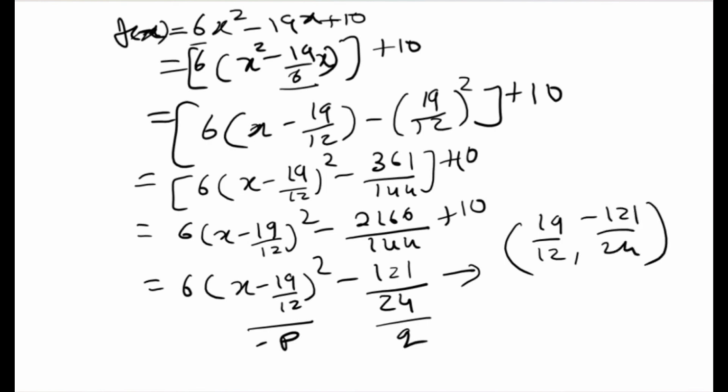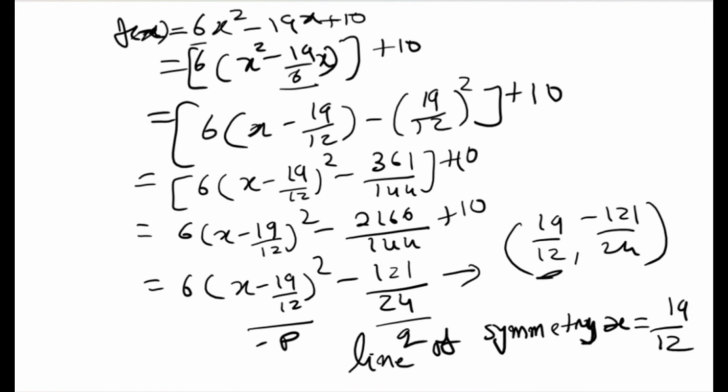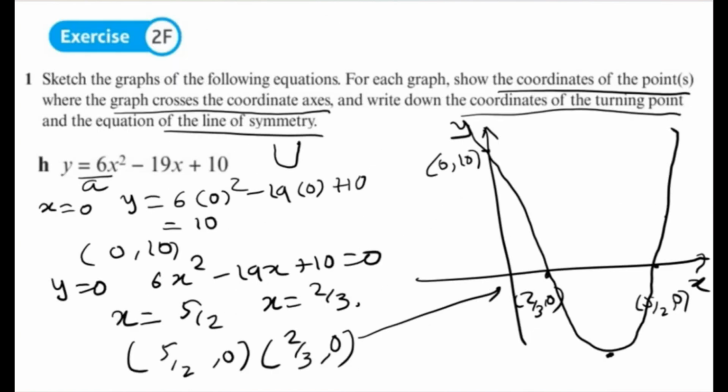Now the third part, to find the line of symmetry. To find the line of symmetry, we have to use the x coordinate. So you can write x is equal to 19 over 12. So this is our line of symmetry. So if you want to complete this graph, you can write here 19 over 12 and minus 121 over 24. So that will show you the turning point.